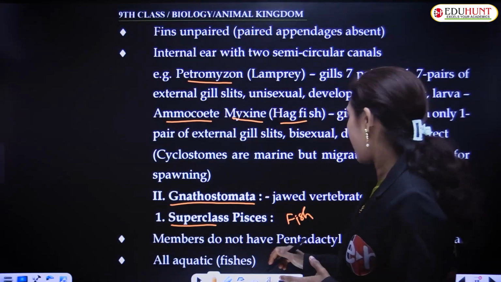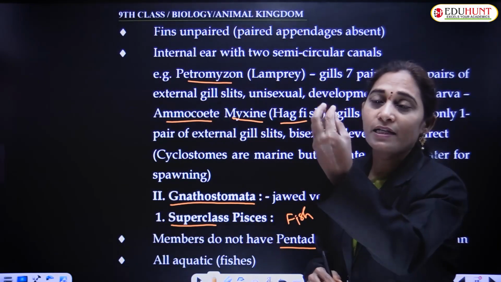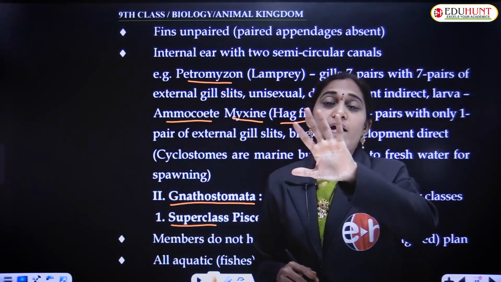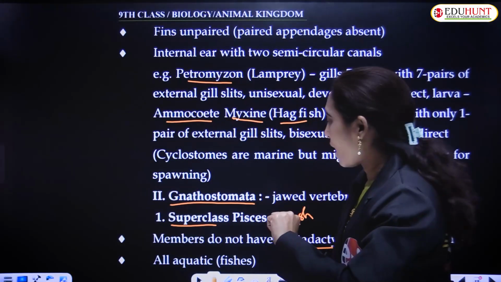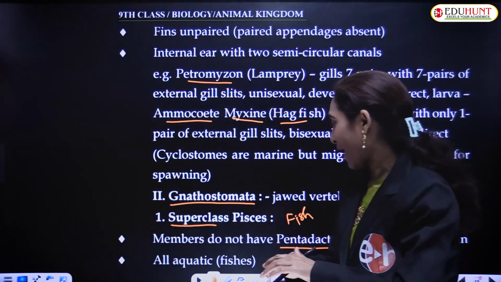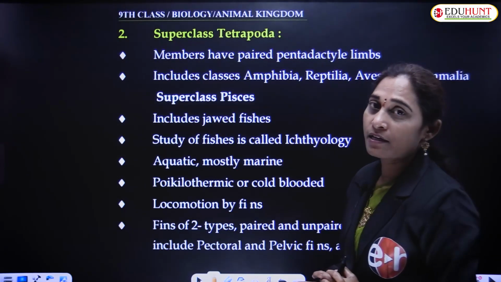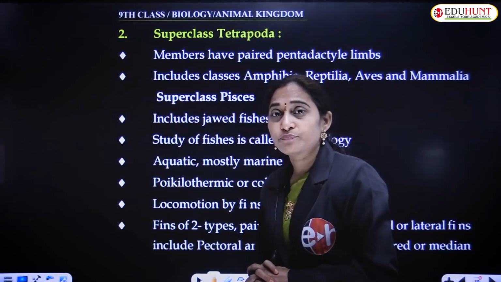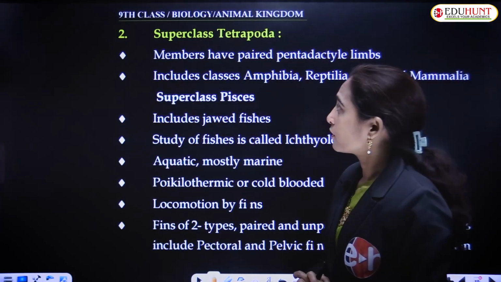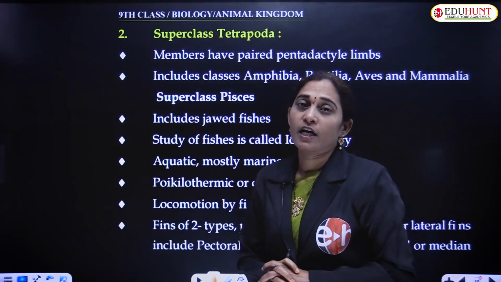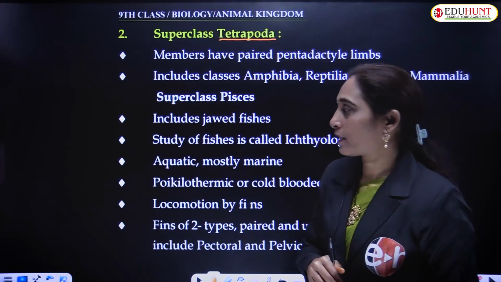Members that do not have pentadactyl appendages, like we have pentadactyl limbs where each limb has 5 fingers or 5 toes, are grouped here. That kind of limbs are absent and they are all aquatic, for example fish. Super class 2 is Tetrapoda. It starts from amphibians, and then class Amphibia, Reptilia, Aves and mammals come under this super class.